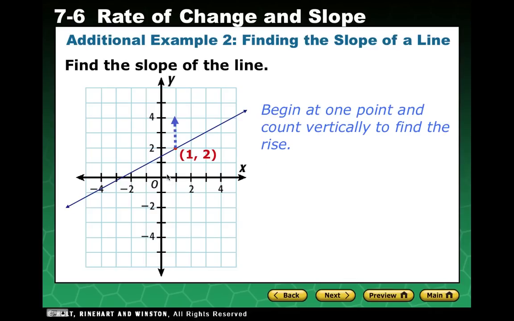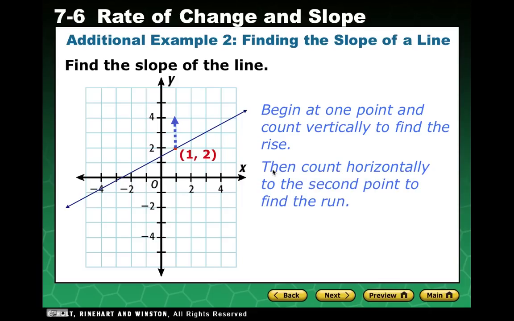Okay, so we can start at any point. So 1, 2, for example. We're going to find the rise, and then we're going to go either right or left to where we meet the line again. So we rose 2 points and we went to the right 1, 2, 3, 4 points. So that means our rise over run, 2 over 4, is 1 over 2. So that means our slope is 1/2.